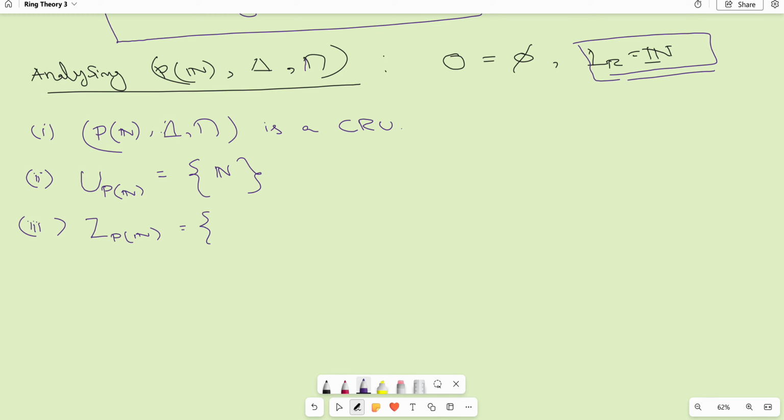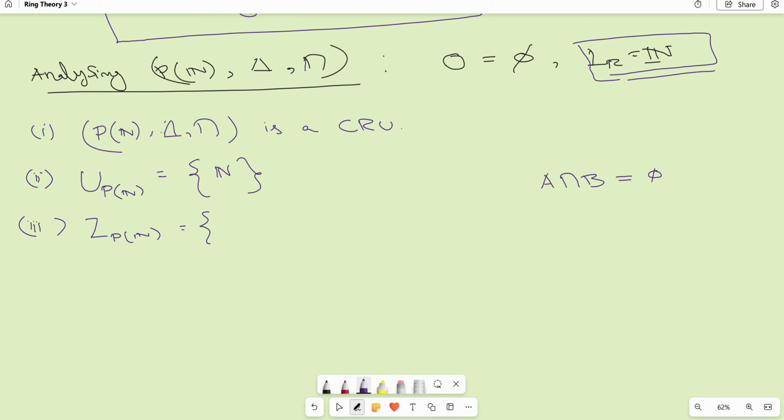For zero divisors, with respect to the second binary operation, A intersection B should be empty. Zero means empty, right? So A intersection B should be empty, and A should not be zero, B should not be zero. That means A and B are both non-zero elements. You have to talk about non-zero elements. That means A is non-empty, B is non-empty, and A intersection B is empty, right?